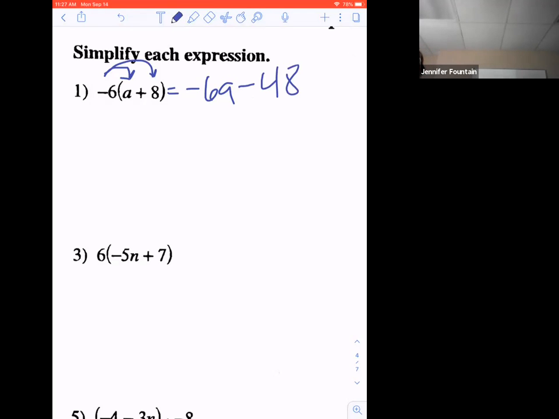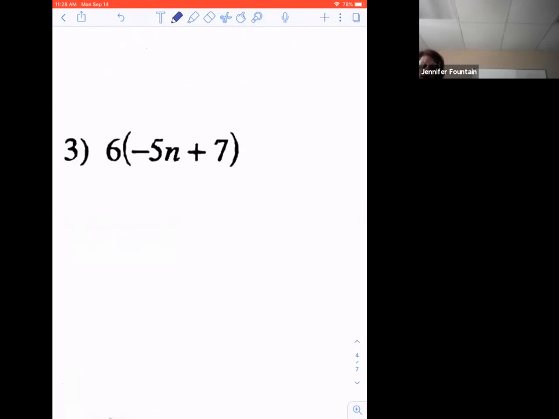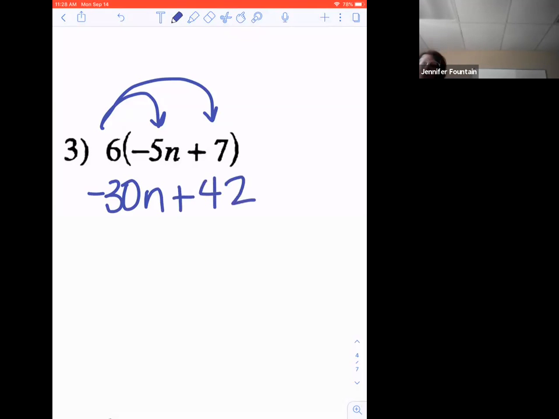Remember, this is where we have to think about our rules about addition and about multiplication of signs. Do we have to solve it? No, because we don't have that it's equal to anything. So the only time I can solve is when I have a complete equation, when it tells me what is equal to. So that's in simplest form. Number 3, I'm going to distribute 6 to -5n and distribute 6 to 7. 6 times -5n is going to be what? -30n, and 6 times 7 is 42. So plus 42, because it's positive, that's how I have a plus sign in the middle.